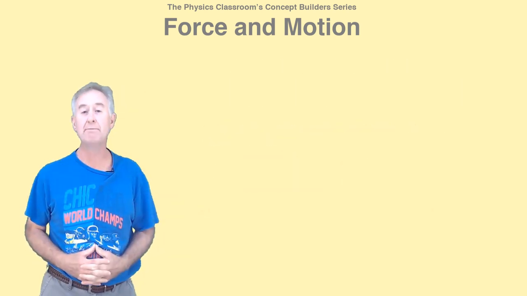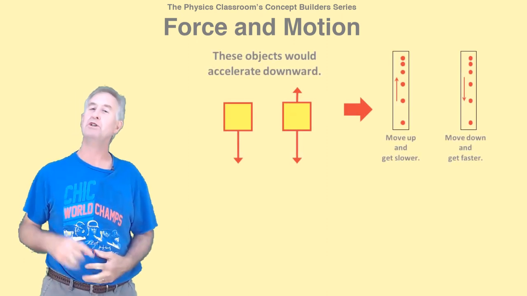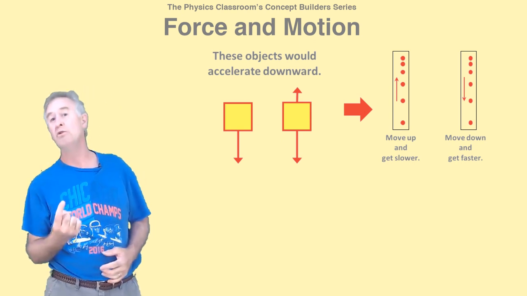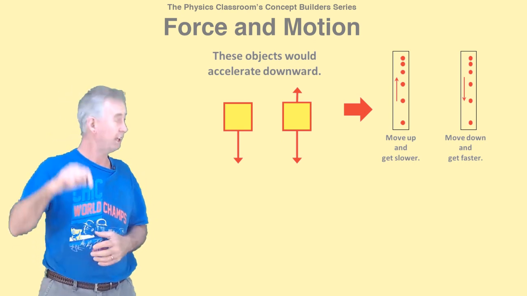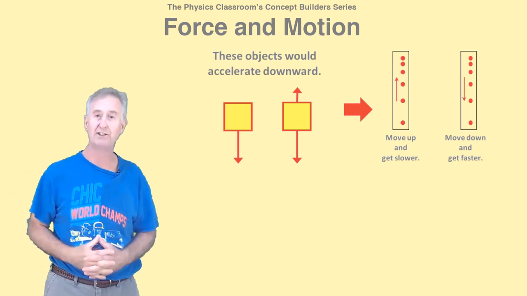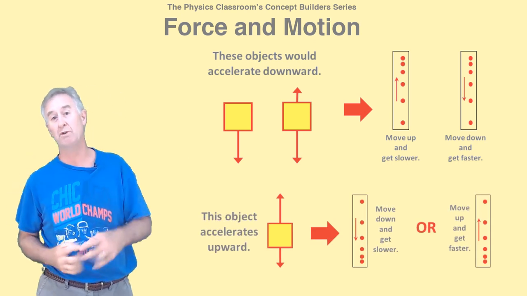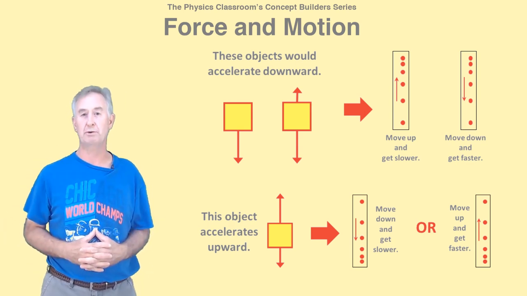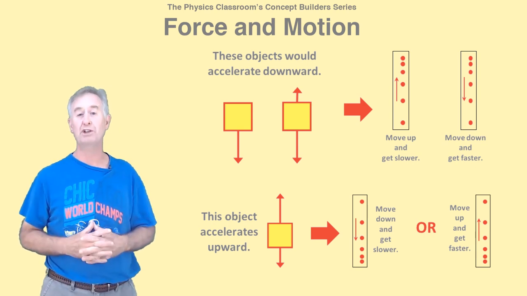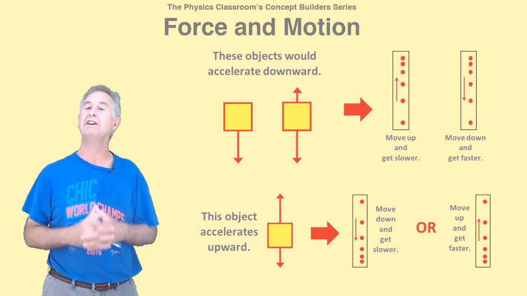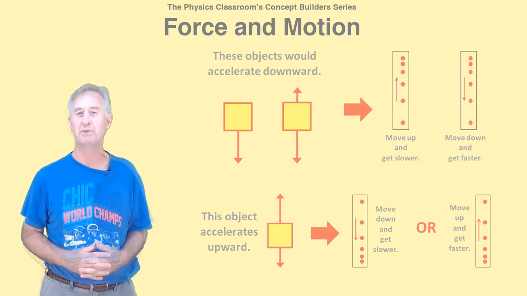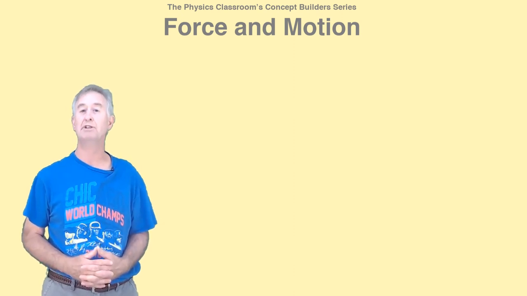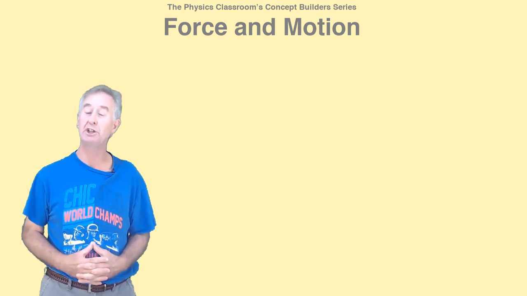We can repeat these same ideas for vertical motion. When there's more down force than up force, the object accelerates downwards. It could be moving up and getting slower, or it could be moving down and getting faster. When there's more up force than down force, the object accelerates upwards. Just like horizontal situations, when there's an unbalanced force, the object always accelerates in the same direction as that unbalanced force. The relation between force and motion can be one of the most difficult concepts to grasp, and you need to give it some patient practice.